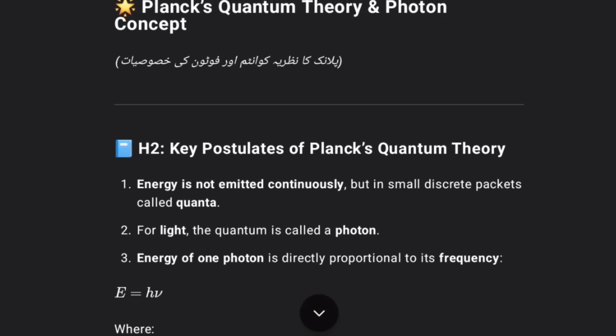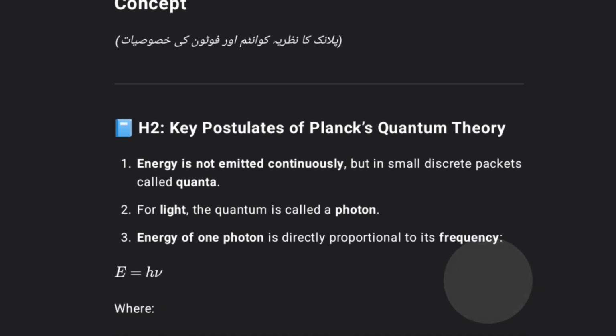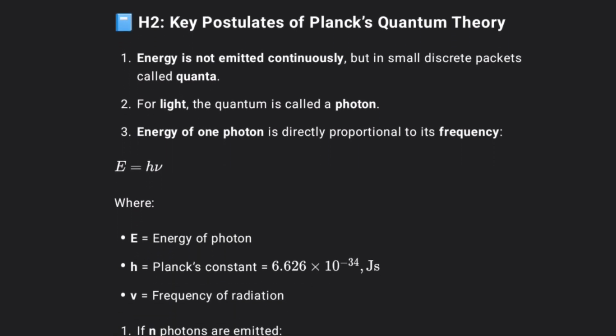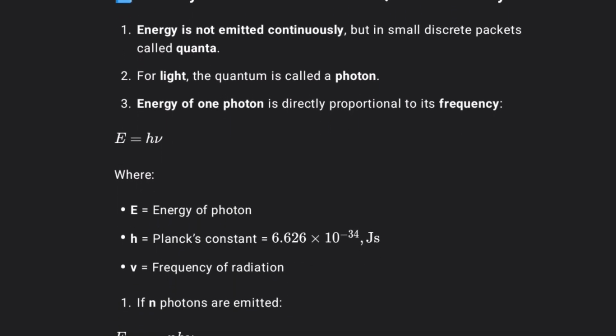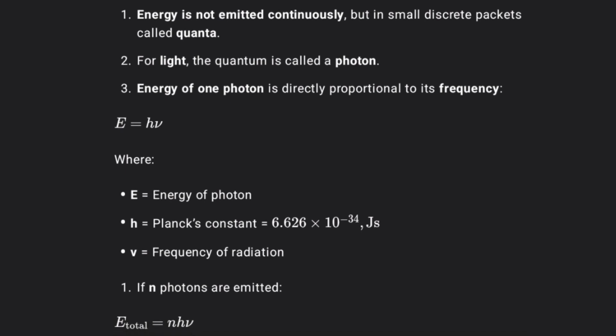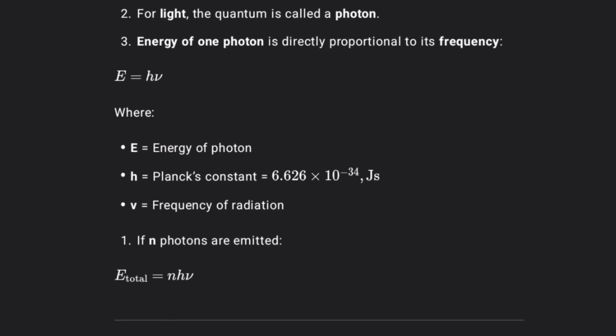1. Energy is not emitted continuously, but in small discrete packets called quanta. 2. For light, the quantum is called a photon. 3. The energy of one photon is directly proportional to its frequency: E equals h nu, where E is the energy of the photon, h is Planck's constant equal to 6.626 times 10 to the minus 34 joule seconds, and nu is the frequency of radiation. 4. If n photons are emitted, total energy E equals n h nu.